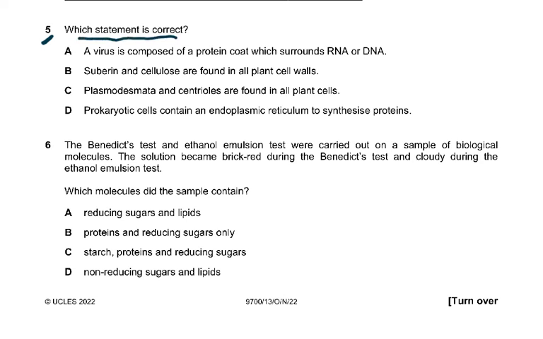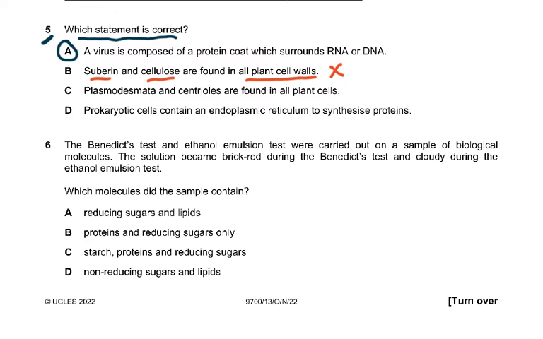Which statement is correct? A virus is composed of a protein coat that surrounds RNA or DNA. Yeah, that's correct. But then why is B wrong? This is what I want to talk about. Suberin and cellulose are found in all plant cell walls. No, suberin is found, if you remember, in the Casparian strip. Cellulose is found in plant cell walls, not suberin.